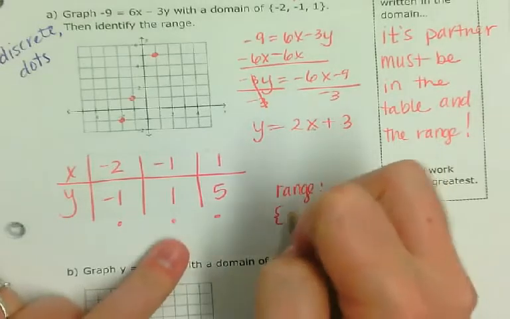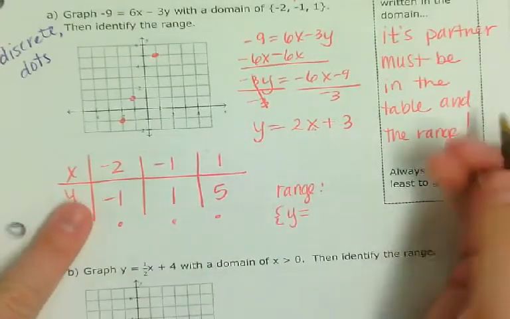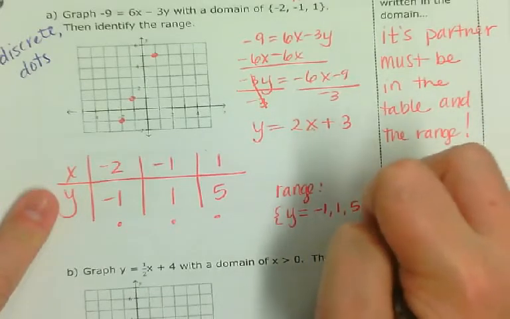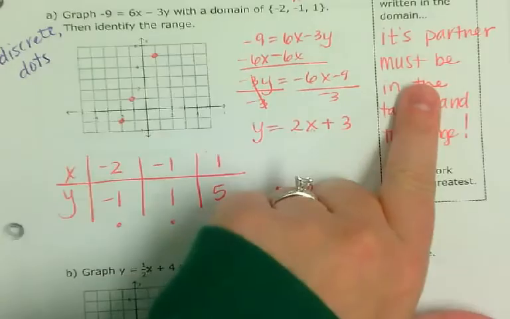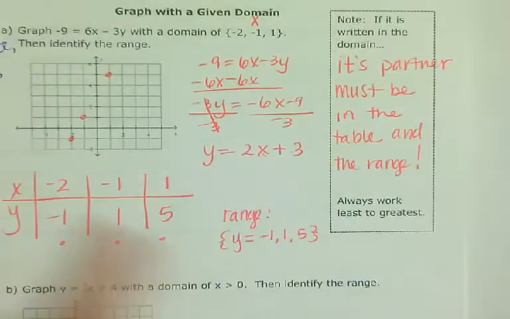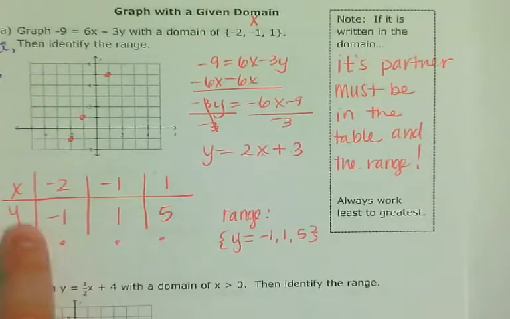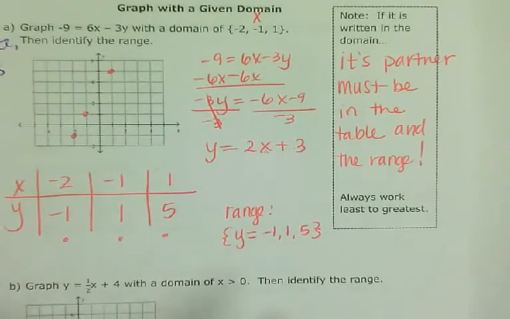And I can put y equals, what are the y values here? -1, 1, and 5. So, back to this box here. If it is written in the domain, its partner must be in the table. So are there partners in the table? Yes. The y values are here. And are they written in the range? Yeah. So we've done what we're supposed to do.